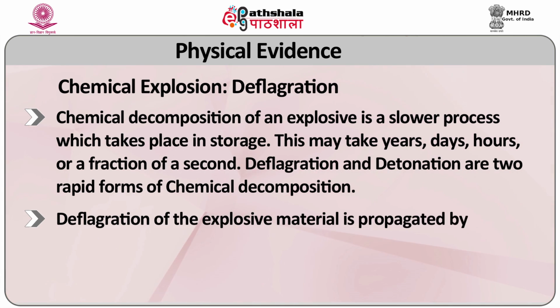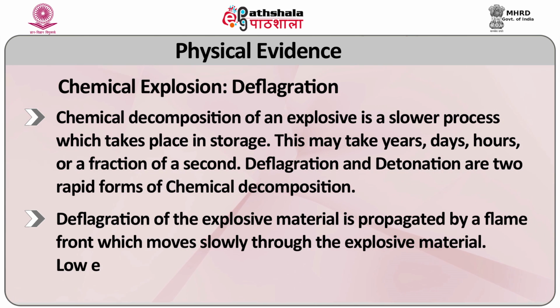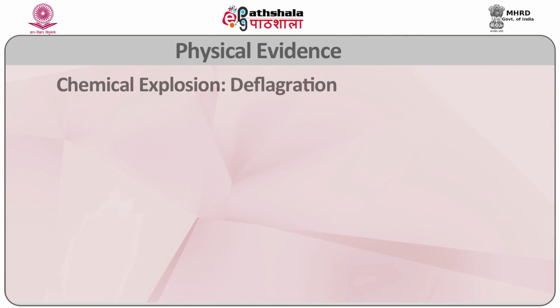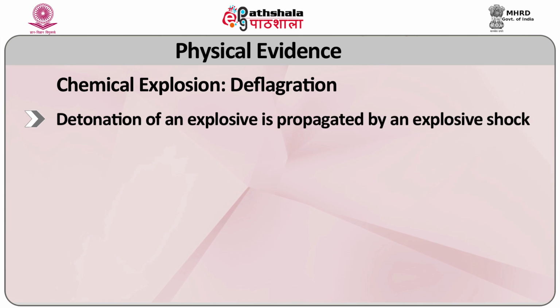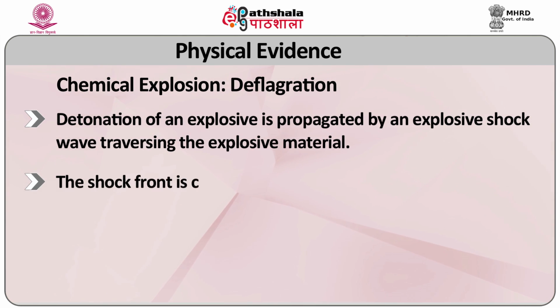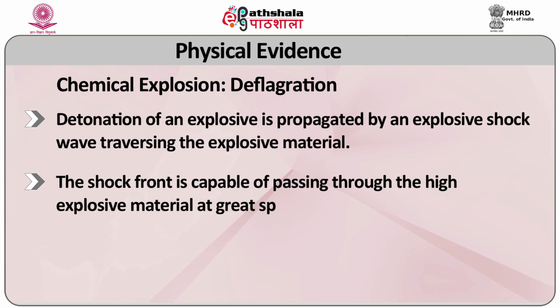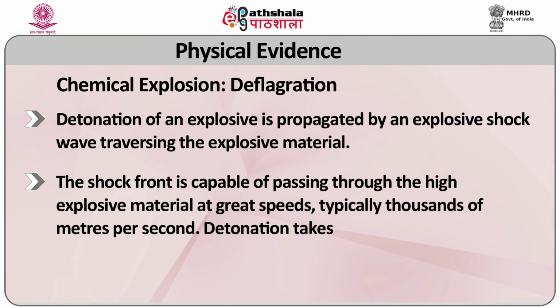Deflagration of the explosive material is propagated by a flame front which moves slowly through the explosive material. Low explosives undergo the process of deflagration. Detonation of an explosive is propagated by an explosive shock wave traversing the explosive material. The shock front is capable of passing through the high explosive material at great speeds, typically thousands of meters per second. Detonation takes place in high explosives.